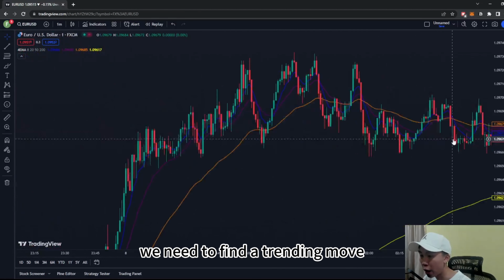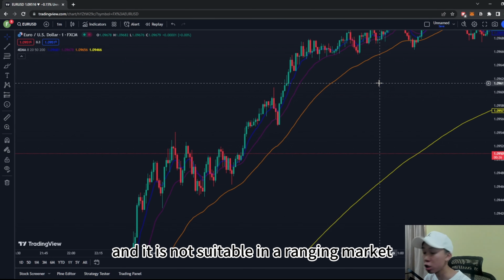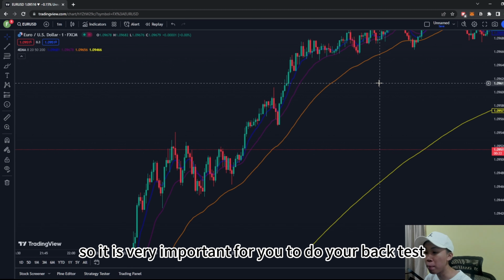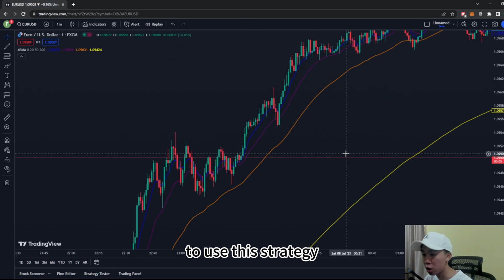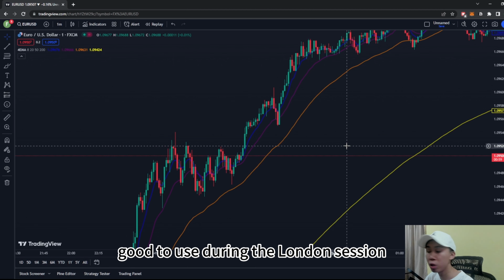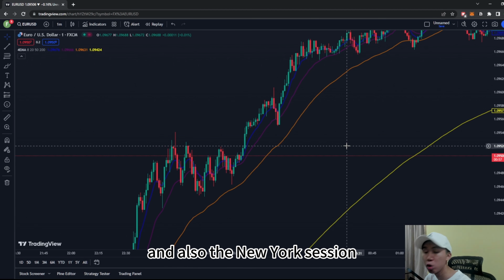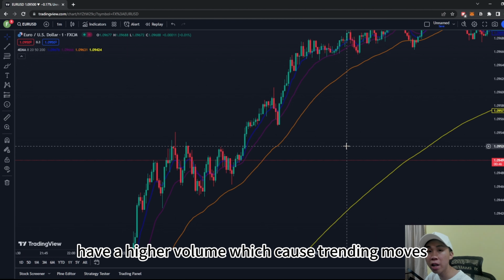We need to find a trending move. So this strategy works best if it's a trending move, and it is not suitable in a ranging market. So it is very important for you to do your back test and find out which is the best session to use this strategy. From what I have tested, it is good to use during the London session and also the New York session, as these sessions have a higher volume which cause trending moves.